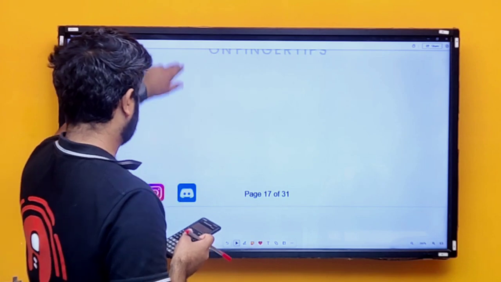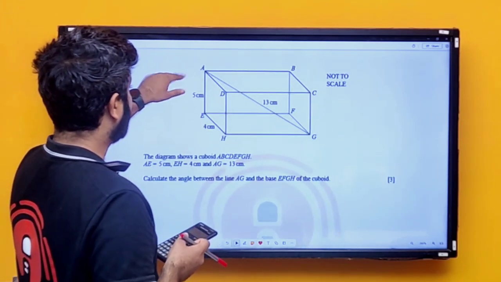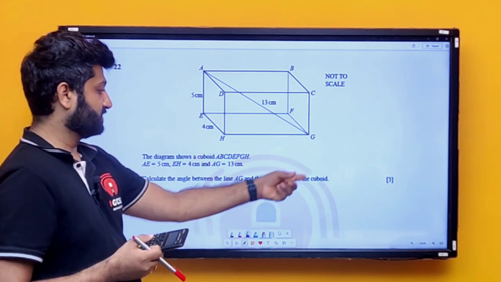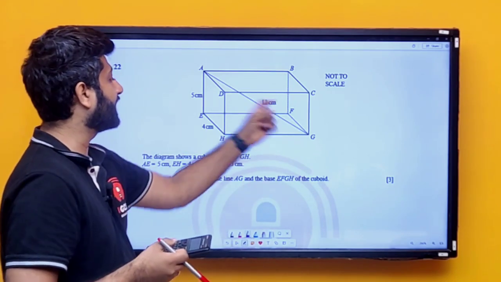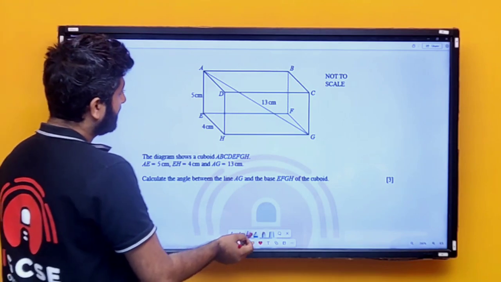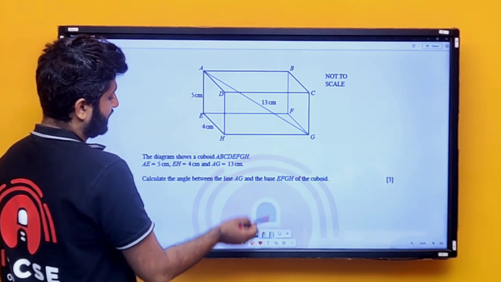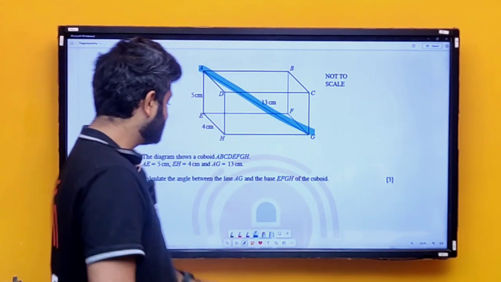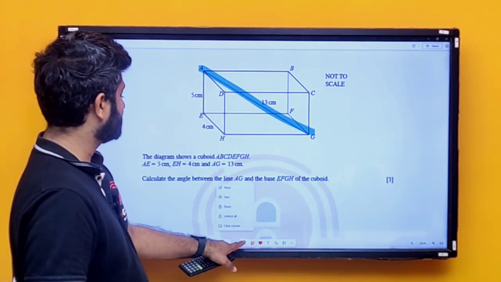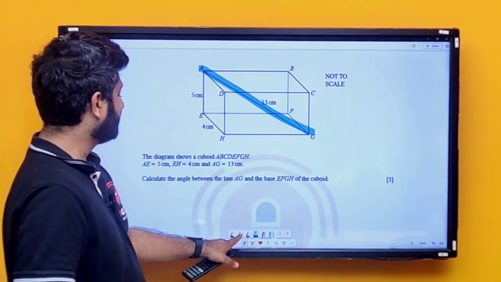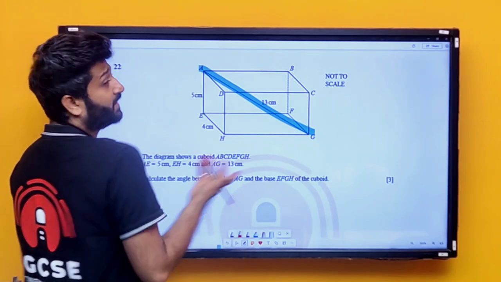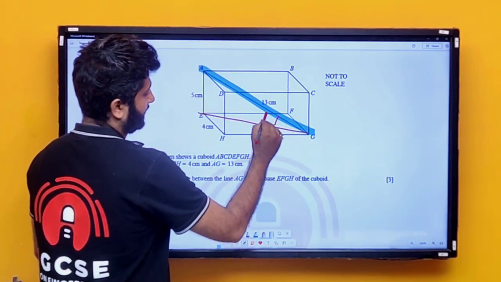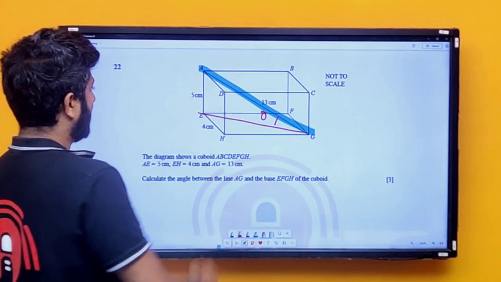I think this is also a similar question. Now again see, find the angle between the line AG and the base of the cuboid. See, the base is a rectangle here, and line AG and base means diagonal. Now which diagonal is touching the line AG? I think we'll have to draw two diagonals. It is pretty visible that diagonal EG will touch this line. So I'm supposed to find this angle theta.